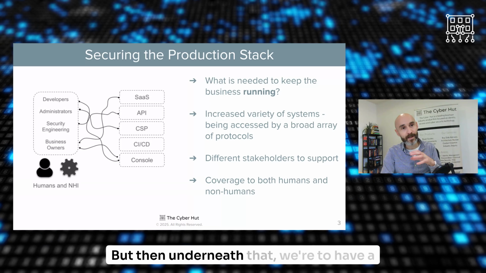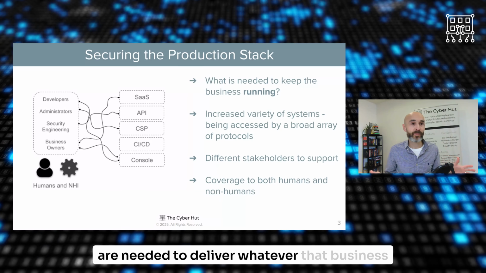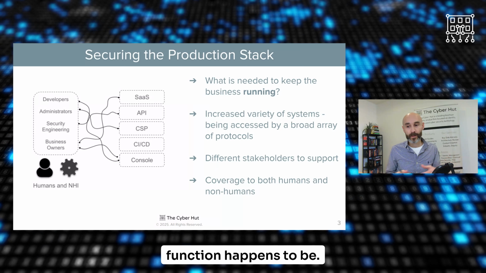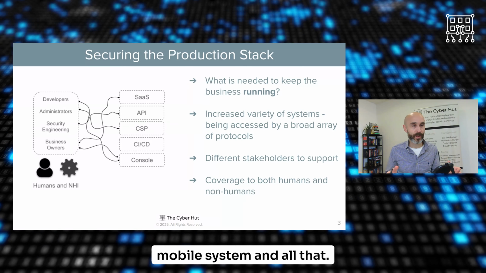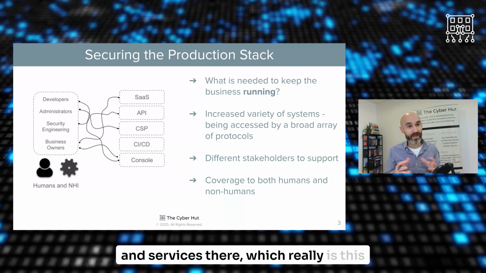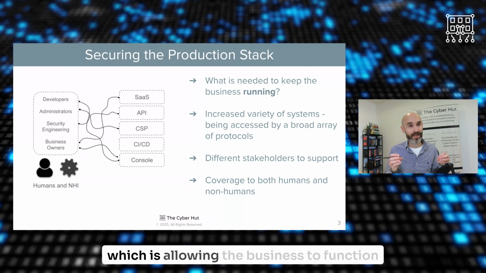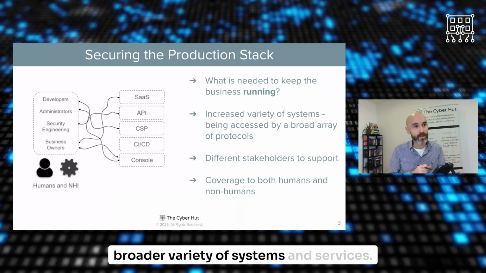But then underneath that, we're going to have a whole host of services and capabilities which are needed to deliver whatever that business function happens to be: an online service, a website, an application, a mobile system, and other. So you start to build a hierarchy of systems and services, which really is this production stack, allowing the business to function and operate as a business. And by design, that's going to have a much broader variety of systems and services.